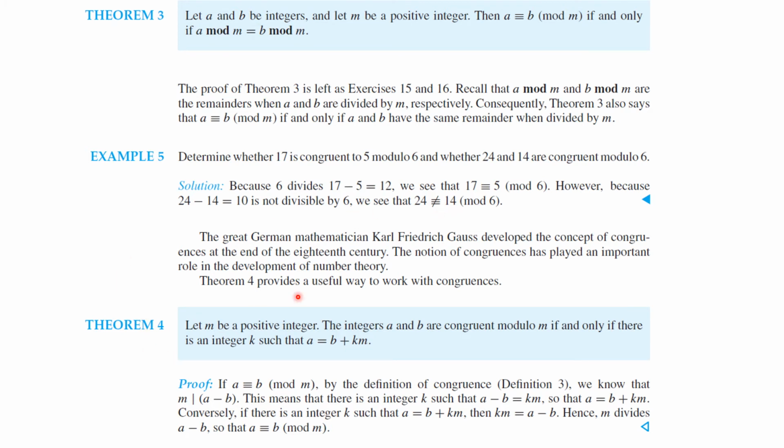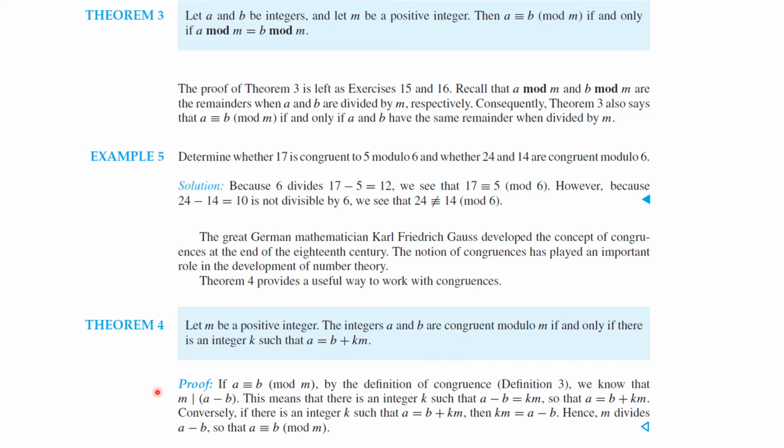Here's another theorem that is a useful way to work with congruences. Let m be a positive integer. The integers a and b are congruent modulo m if and only if there's a number k such that a equals b plus km. And if you start looking at this for a while, you see, oh, this is tied to the division algorithm as we defined it, and here's the proof.